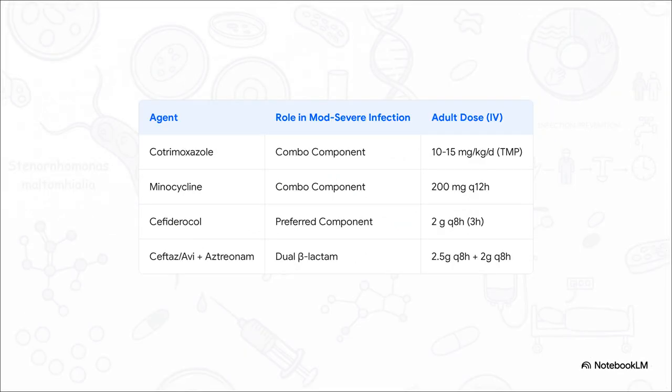The IDSA guidance is definitely a bit more complex, and that just reflects how tough these infections can be. For serious disease, they're suggesting combinations. Cefiderocol is now listed as a preferred agent to include. Minocycline is another really solid option, and they also point out this clever dual beta-lactam strategy, using ceftazidime-avibactam plus aztreonam together. The idea there is to specifically knock out both the L1 and the L2 enzymes.